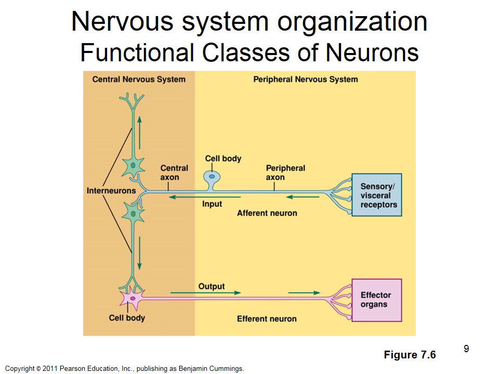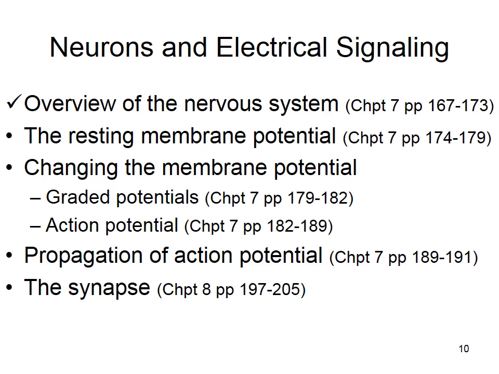For efferent neurons, you've got the dendrites and the cell body occurring within the central nervous system. And then the axon runs into the peripheral nervous system, and it's going to synapse with an effector organ. The effector organs of the efferent peripheral nervous system are skeletal muscle, smooth muscle, cardiac muscle, or glands. Any questions about neuron anatomy? That's the really important stuff you need to know.